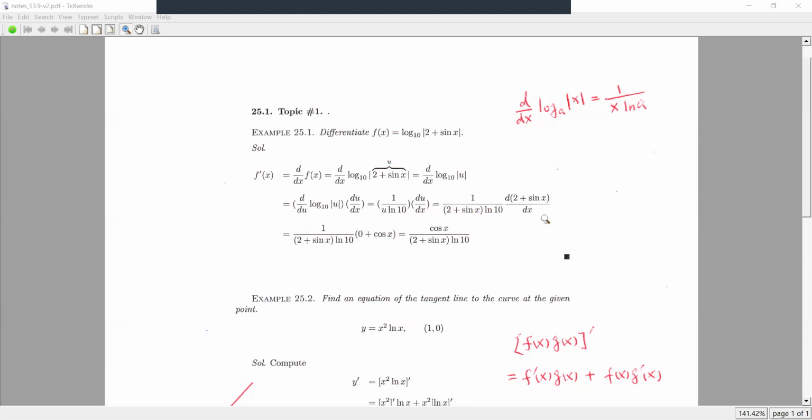Now, compute this derivative. The function is 2 plus sine of x. By summation formula, derivative of 2 is 0. Derivative of sine of x with respect to x is cosine of x. Simplify this expression a little bit, then this is the answer to this example.